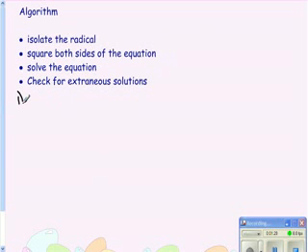Alright, so for this section we are going to do every other odd on the study guide. So we'll start with number 1. Square root of a equals 8. The radical is already isolated, right? We've already done the first step.